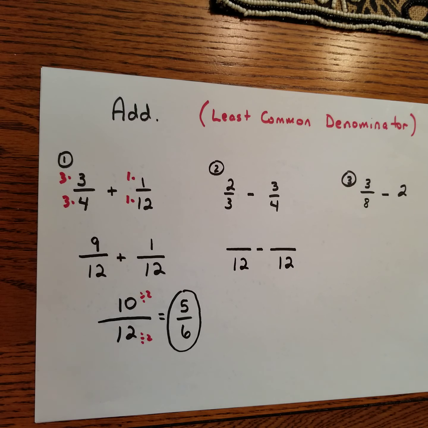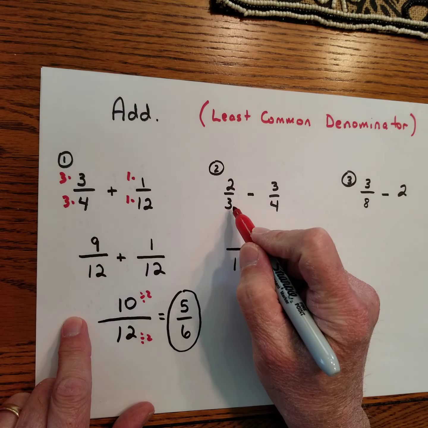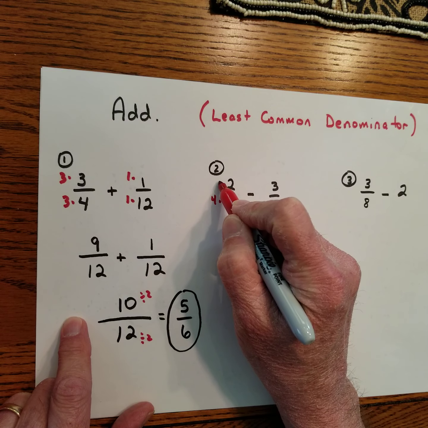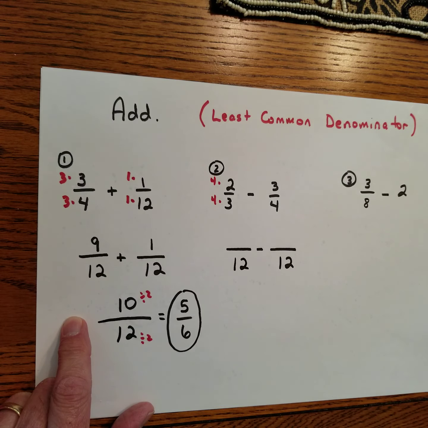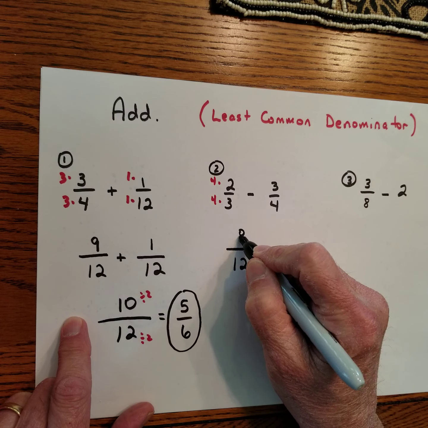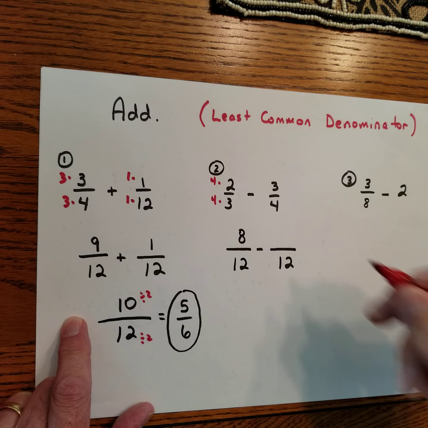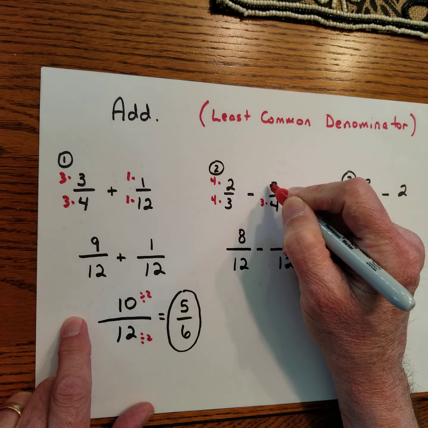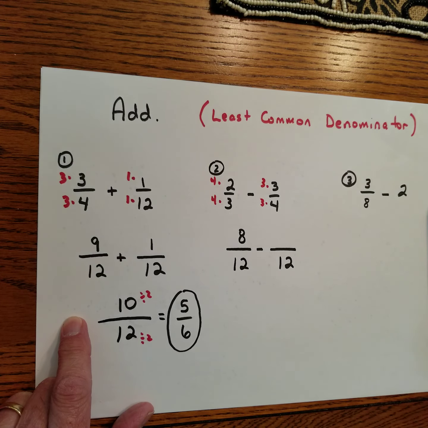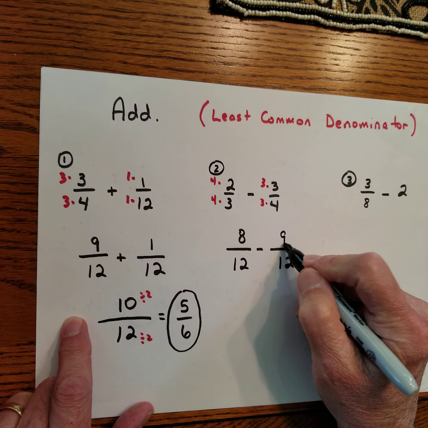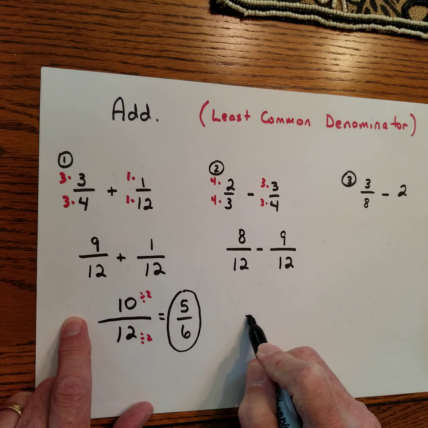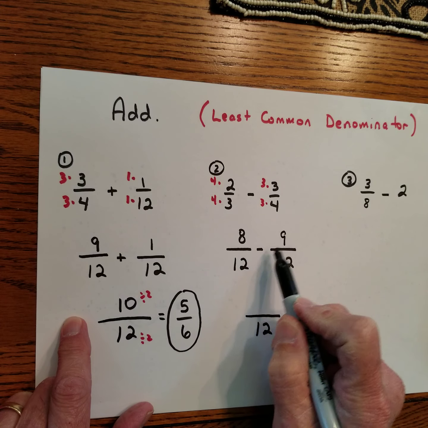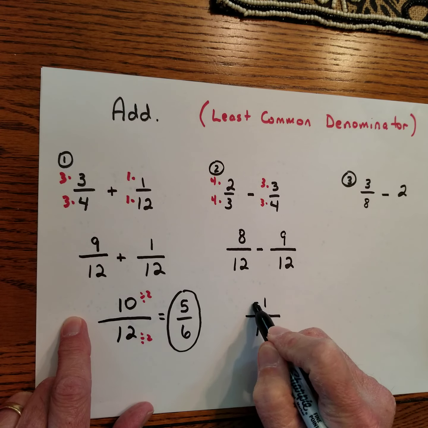Now let's get the numerators. What do you multiply times 3 to get 12? Is 4. We'll multiply the top by 4 as well. What do you multiply times 4 to get 12? Is 3. If I multiply the top by 3, I get 9. Now keep the common denominator and subtract. 8 minus 9 is -1.